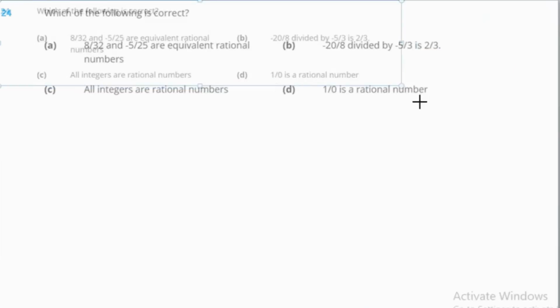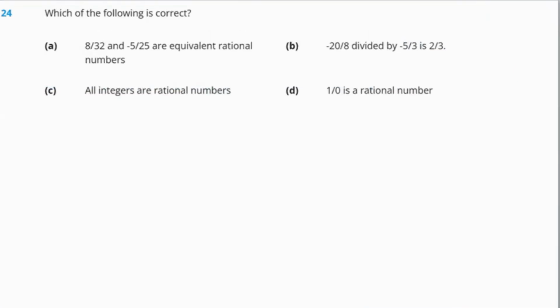Next question is saying which of the following is correct. Out of the four options given to us, we need to tell which option is correct. First option is 8 by 32 and minus 5 by 25 are equivalent rational numbers. No, these are not equivalent. One is positive, one is negative. How can they be equivalent?